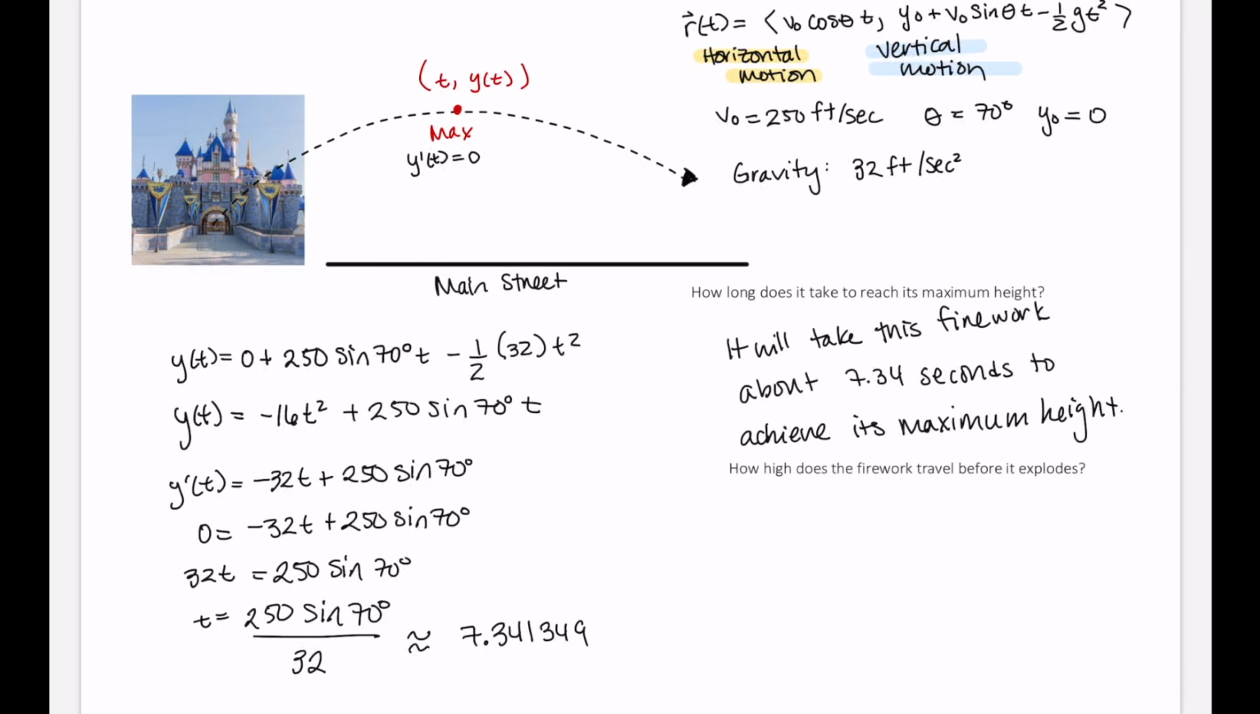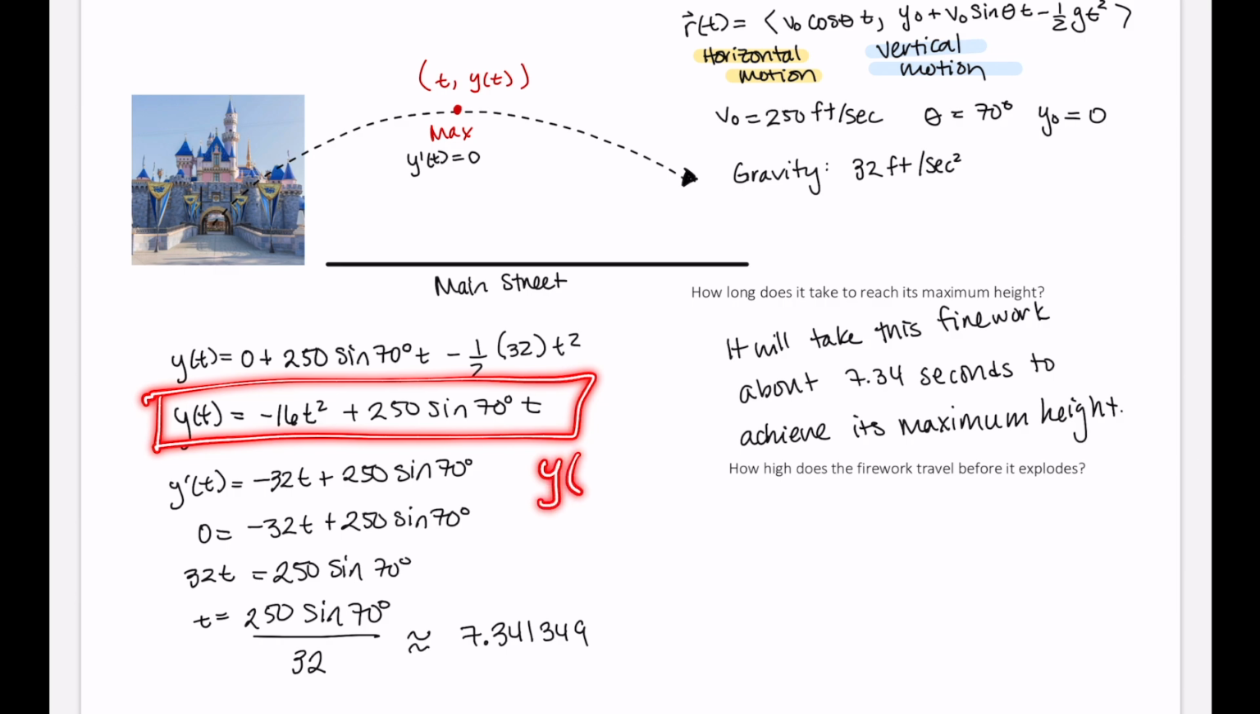All right, now let's answer another question. How high does the firework travel before it explodes? Well, remember, it's vertical, not horizontal. Its vertical motion is given by the y component here, which we have right here. So we need to evaluate this. That is, we need to evaluate y when t equals 7.34.